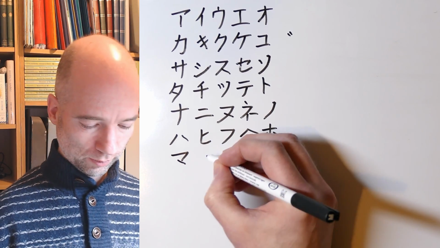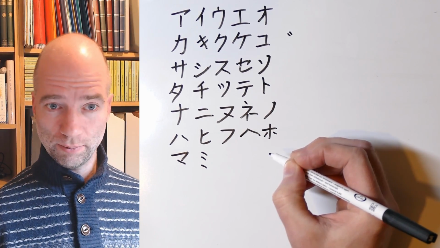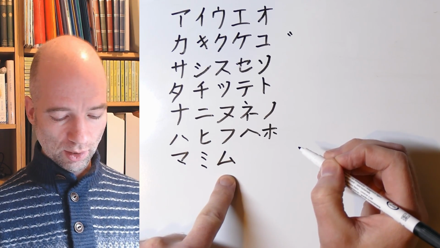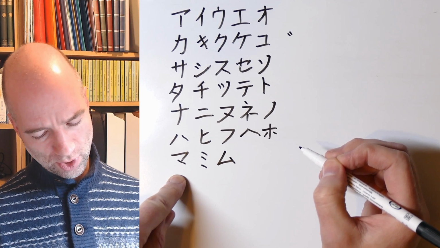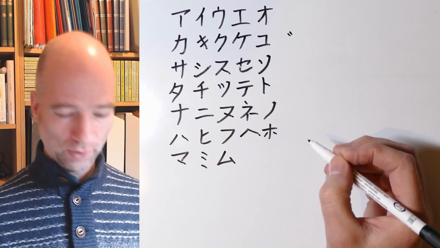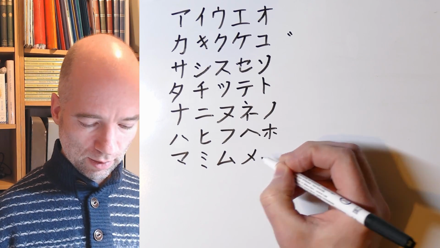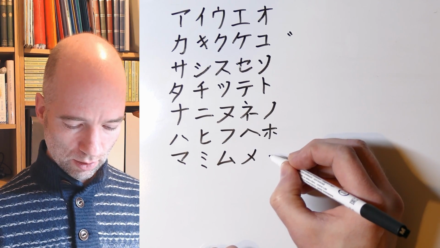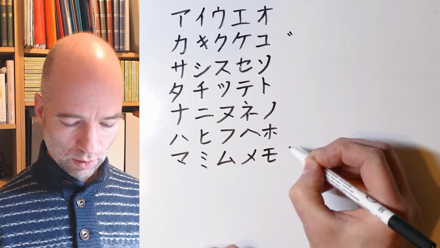ma, mi, mu. The mu is almost like a rotated, is it rotated or is it mirrored? Like a mirrored and rotated ma. Me. And mo.